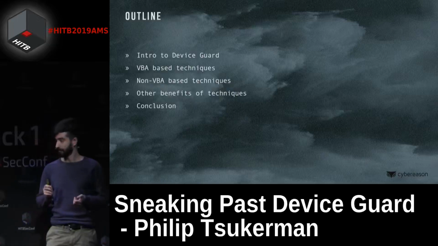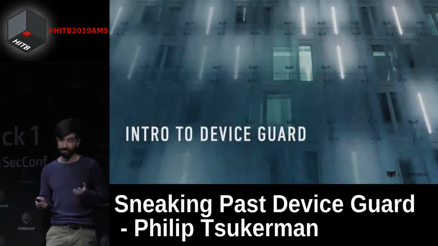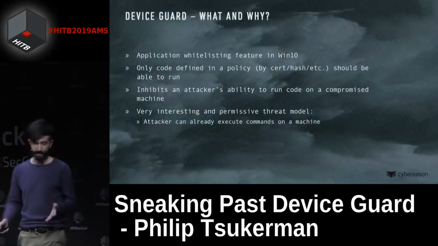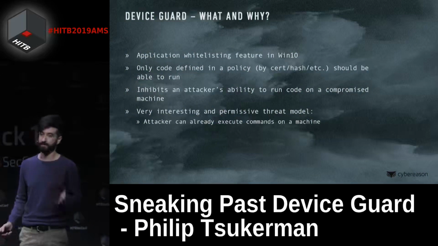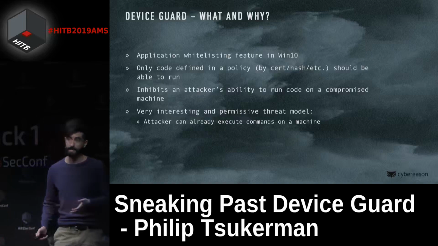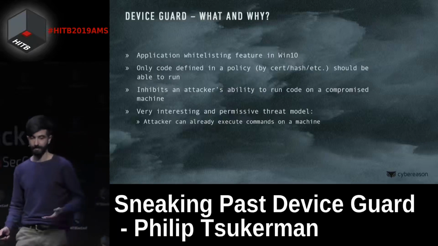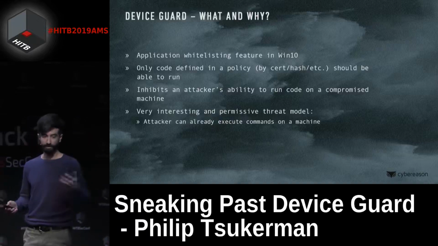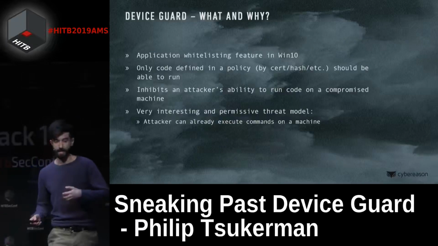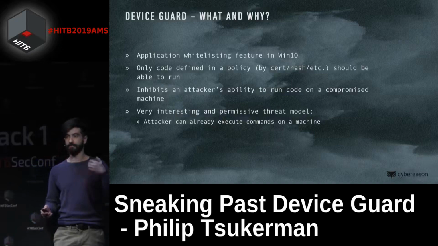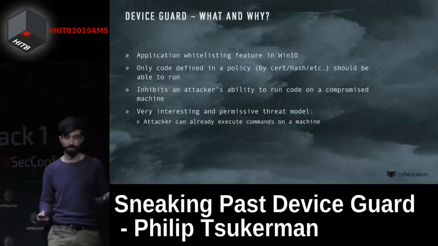All right then, so first of all, let's see what Device Guard is. Device Guard is an application whitelisting feature that was introduced in Windows 10. It's the successor to an older feature called AppLocker. Now, as an application whitelisting feature, what it does is allow only code that is defined by a specific policy to run on the machine.